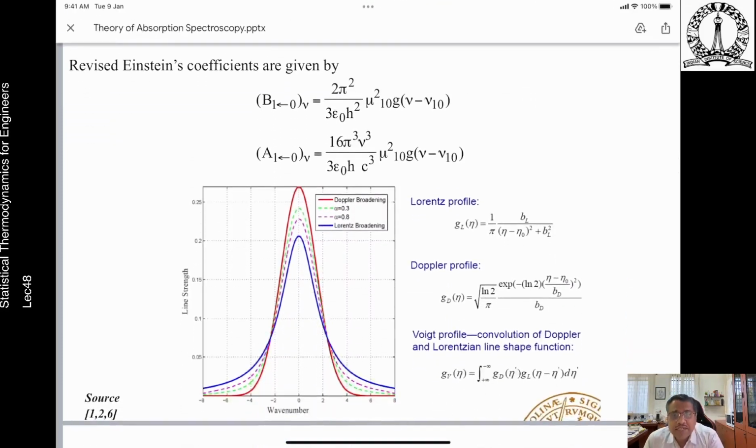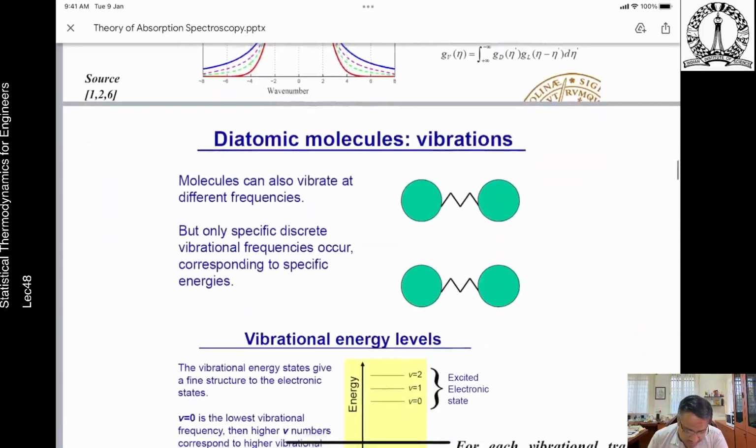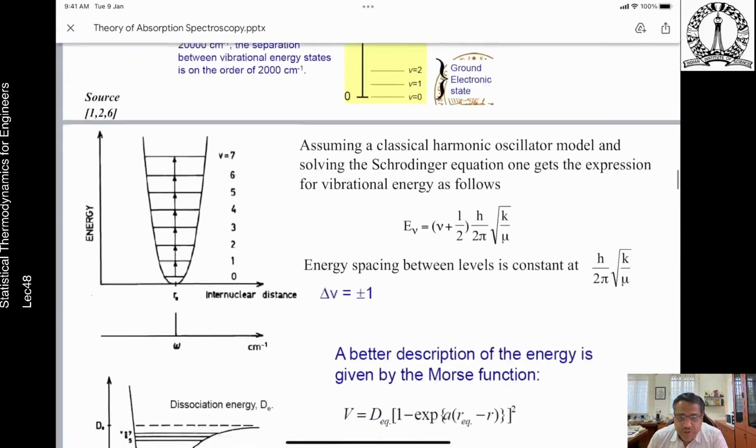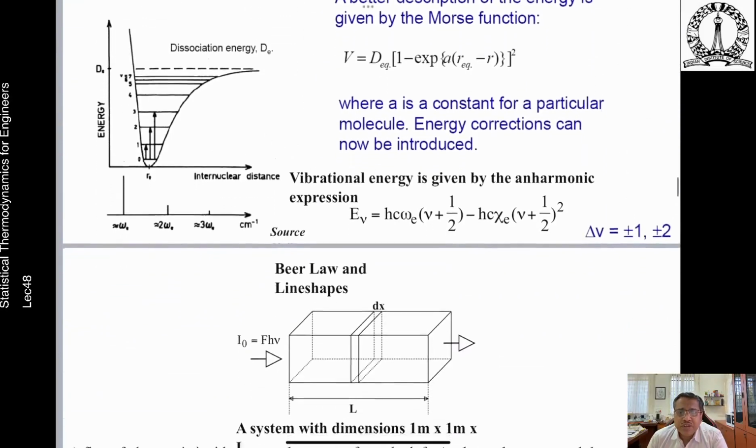If you look at this plot over here, it shows the Lorentzian broadening and the Doppler broadening. The Lorentzian profile is given by the equation that you see. Then there is Doppler broadening, which happens because of the motion of the molecules. The Lorentz profile comes from pressure broadening. Together, the convolution of the Doppler and the Lorentzian line shape functions gives you the final line shape, which is called the Voigt profile. So this we also covered.